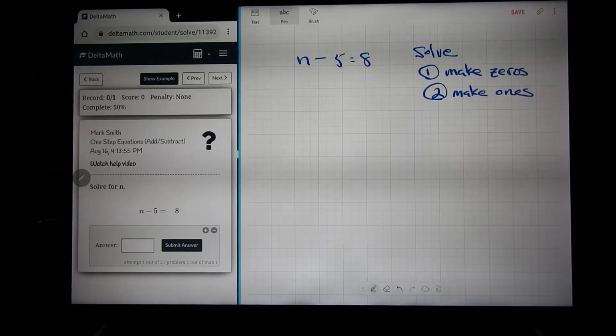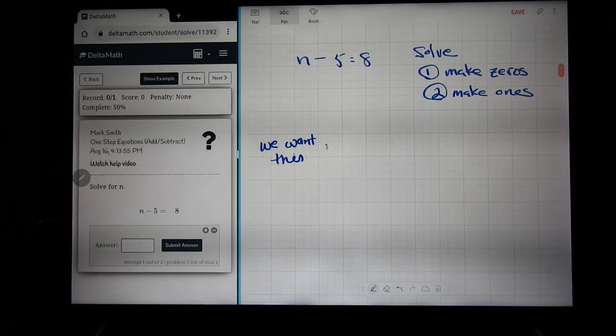I don't know if anybody ever explained this to you that way, but that's the way I'm explaining it. Okay, so here's what we want. We want n equals and then something, right? So everything that's not an n has to go away from the left side, and everything has to go to the right side. All right, so number 1, make a 0.